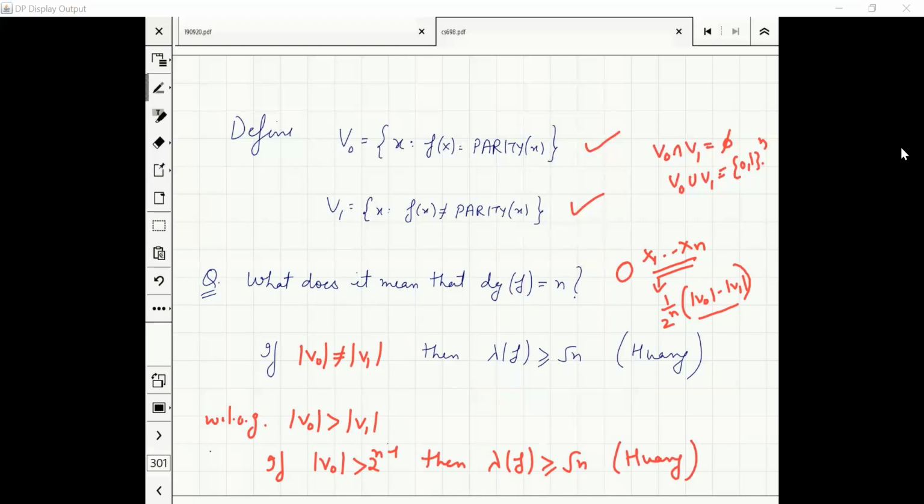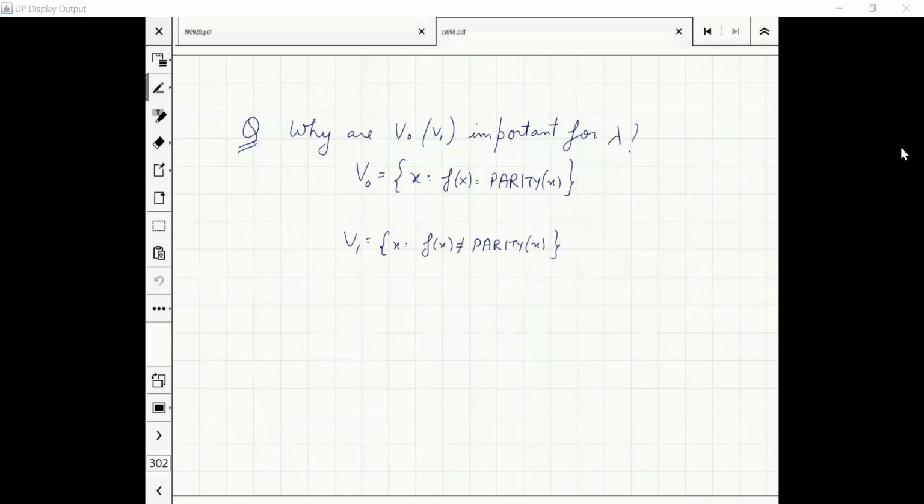But okay, this is fine. This is degree of f. The relation of degree of f with V naught is obvious. But what is the relationship between V naught and lambda? Why is V naught or V1 important for lambda? Or let me give you a hint. Why is it important for the sensitivity graph?